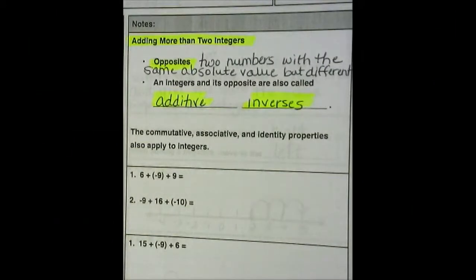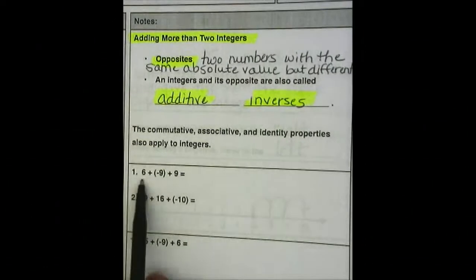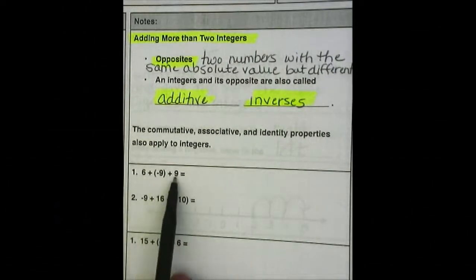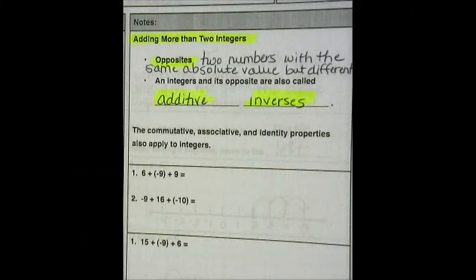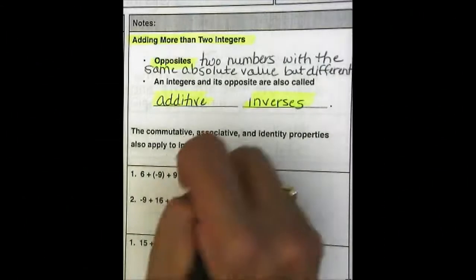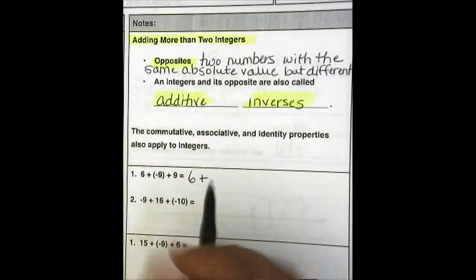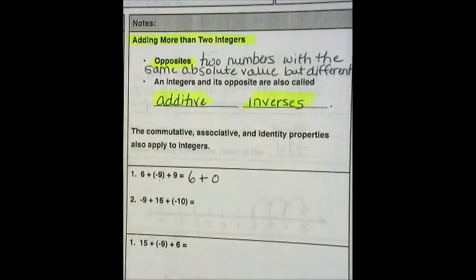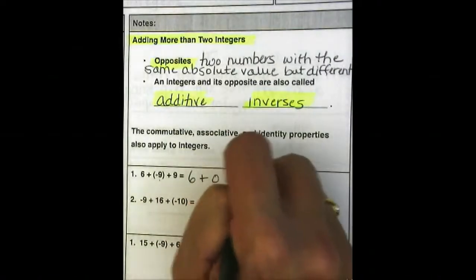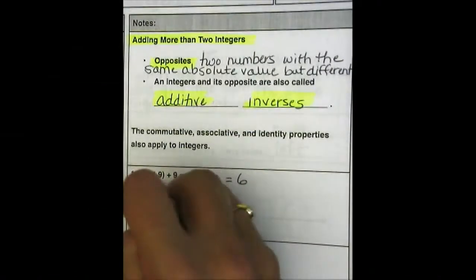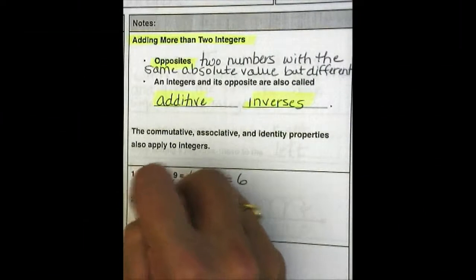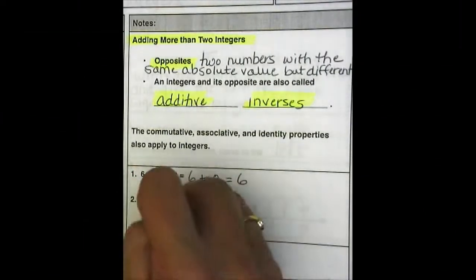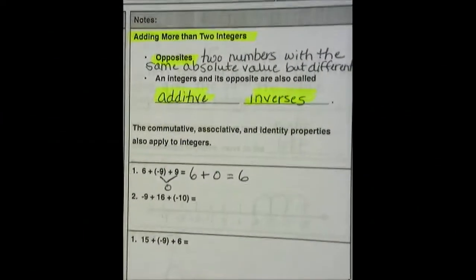So let's think about it. In example 1, we have 6 plus -9 plus +9. If you think about your inverse property, and we said that if you add a number and its inverse, you get 0. So we know that -9 plus 9 is going to be 0, and 6 plus 0 is 6. So we have to keep in mind that because of the inverse property, these two numbers, when you add them together, you get 0.